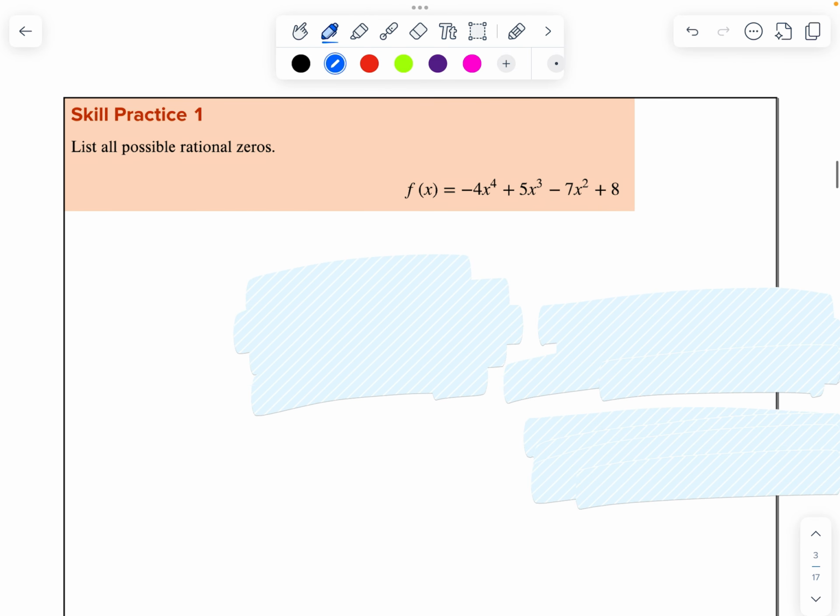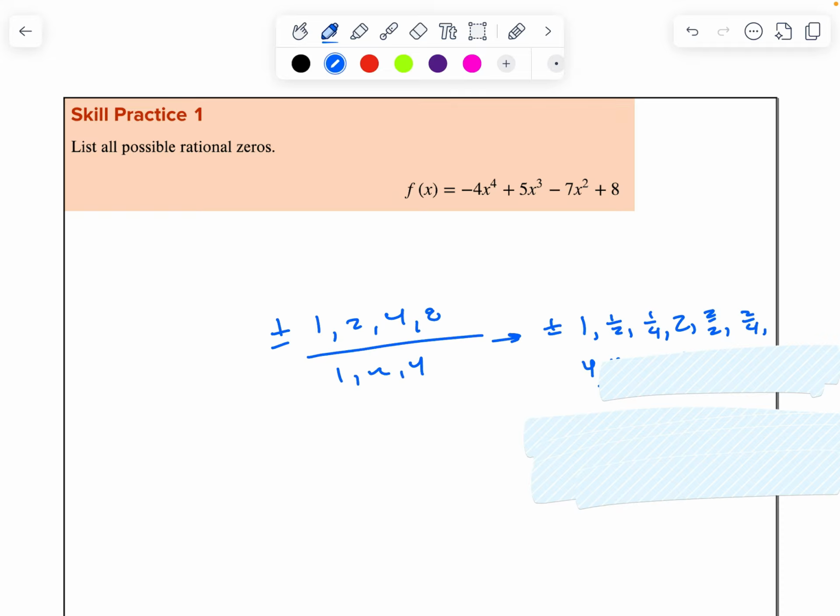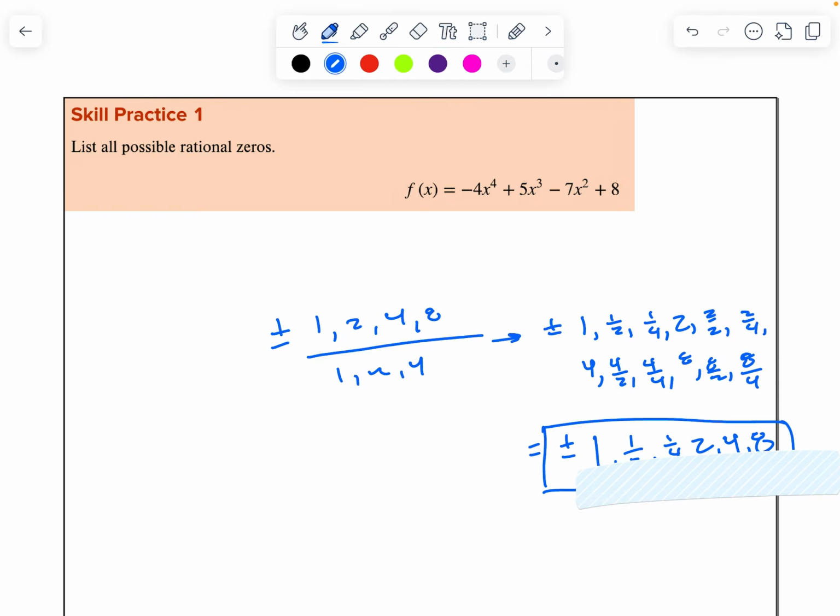List all the possible rational zeros. Take a second and see if you can figure this one out. It's the same concept as the last one. We want to do all the p's over q's. Factors of 8 over factors of negative 4. Here's what they are listed out. Positive or negative of any of those. Even though I only have 1, 2, 3, 4, 5, 6 things listed, remember there are actually 12. It's positive of any of those or negative of any of those.